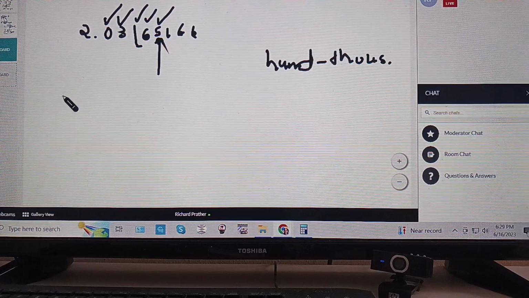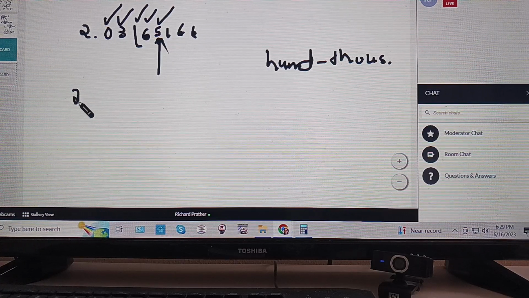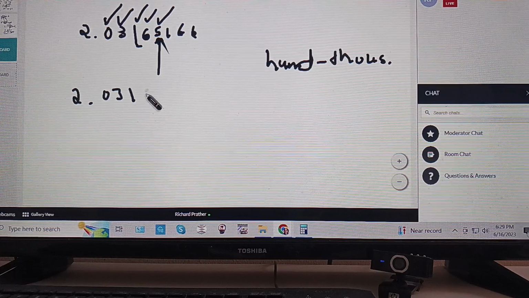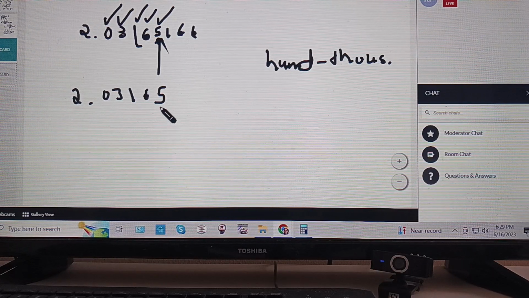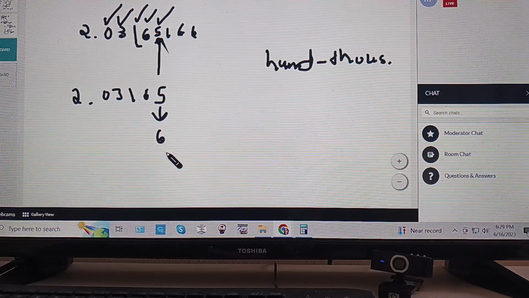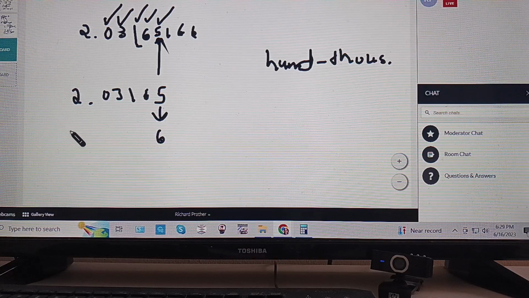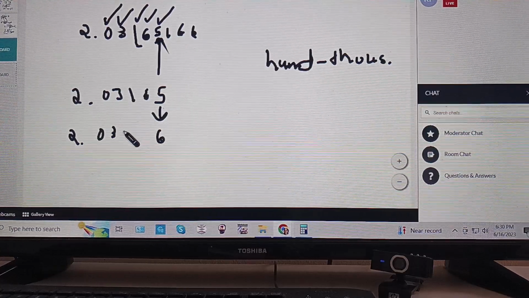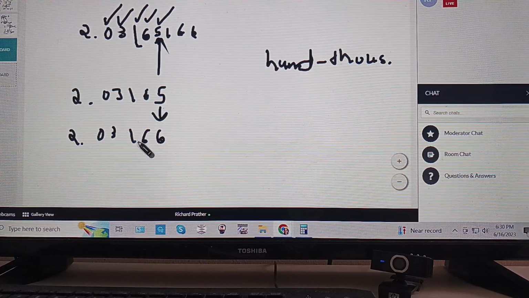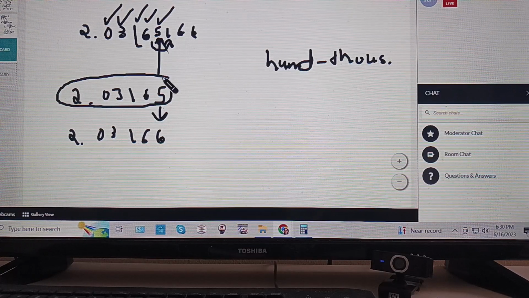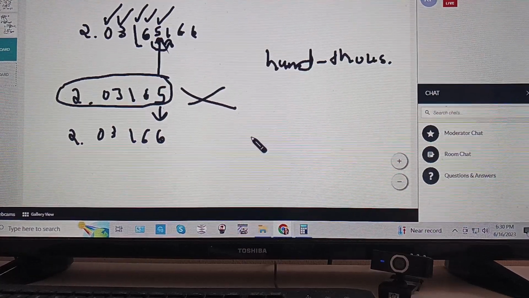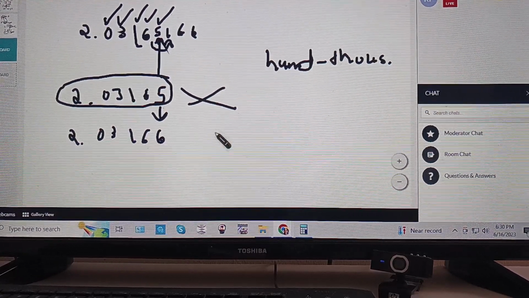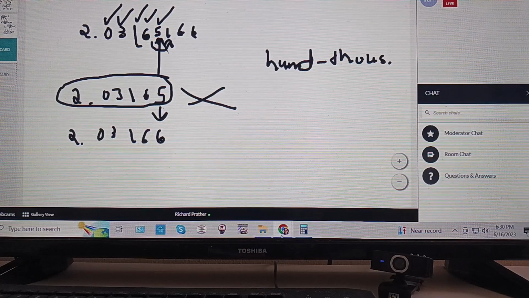So my answer is either up to that point, just like it looks, 2.03165. That might be the answer. Or I might have to add 1 to this 5 and make it a 6. That's all that would ever happen. And if so, the rest would be the same, 2.03166. So it's either 165 or 166. And it all depends what digit's next. If the next digit's 5 or higher, you go to the 6, otherwise you leave it a 5. The next digit's a 1, so I'm going to leave it as a 5. And you don't need to put any extra zeros at the end, so that just gets ignored when decimals are going on. So 2.03165 is the answer.